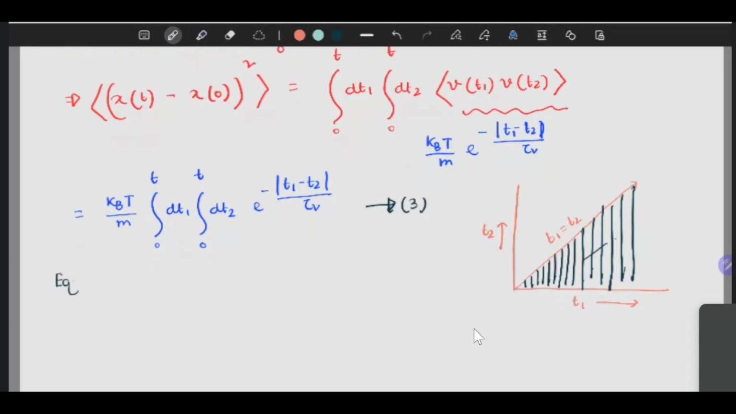So this equation, let's say equation 3, is symmetric about the t1 is equal to t2 line.